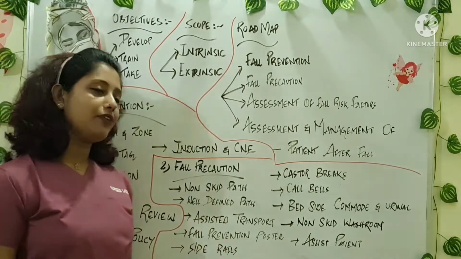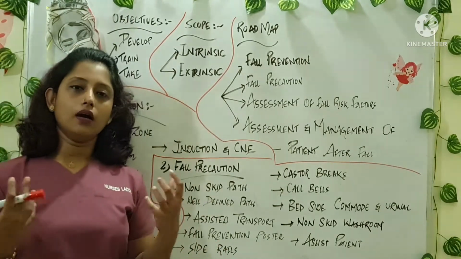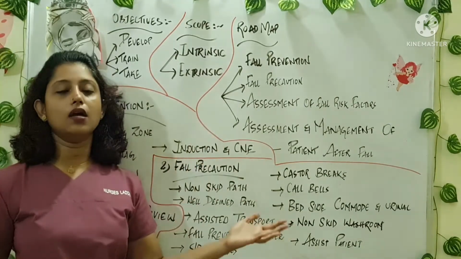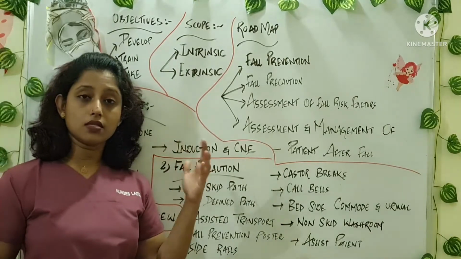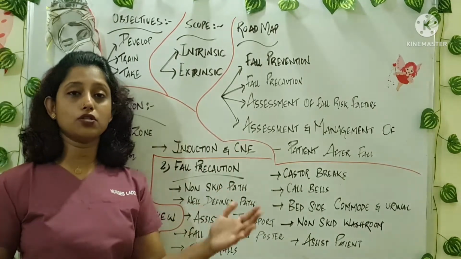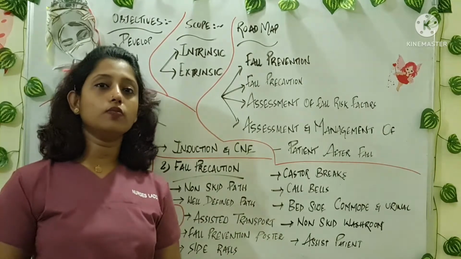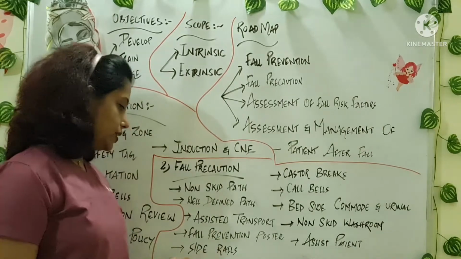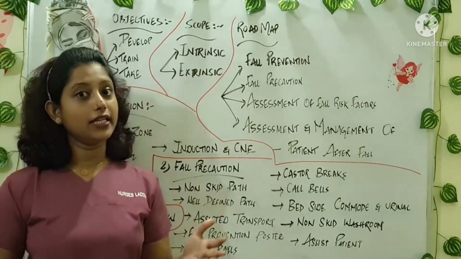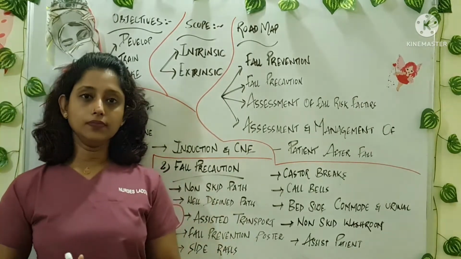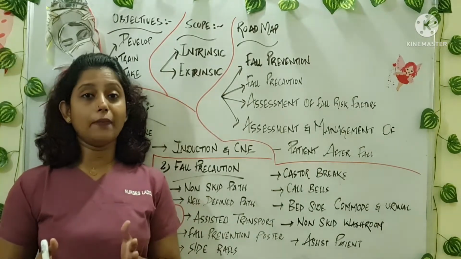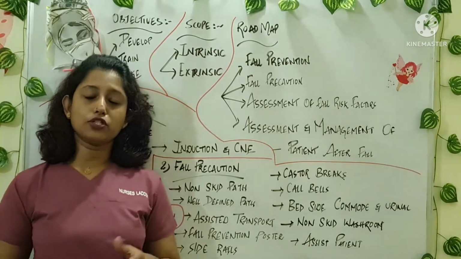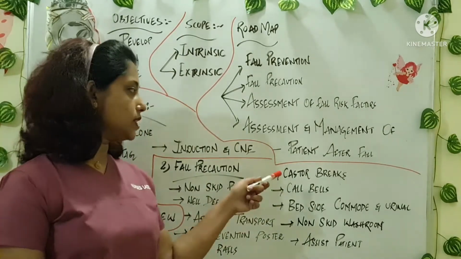Okay. Fall prevention posters. These could be hung at the patient's bedside, in the nursing station, or in the areas through which the patient may be transported. And then side rails. As I mentioned already in the vulnerable patient video, side rails must always be raised up. Whenever you are not doing any procedure, please raise the side rail so that your patient will be on the safe side.